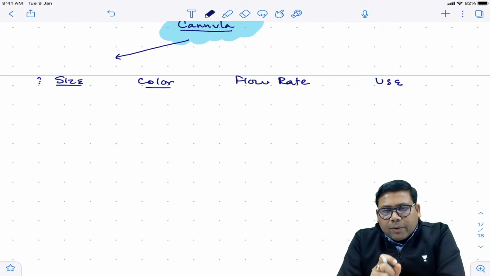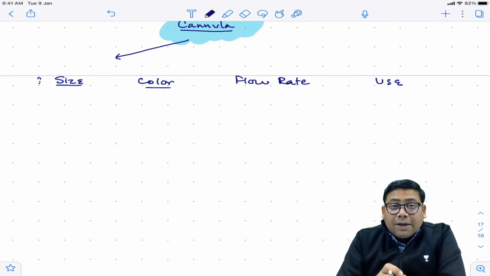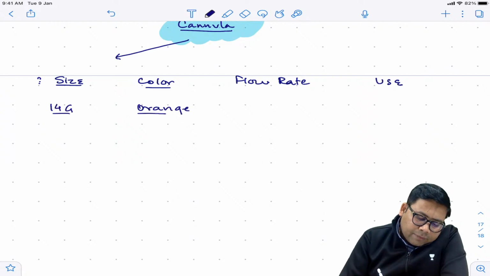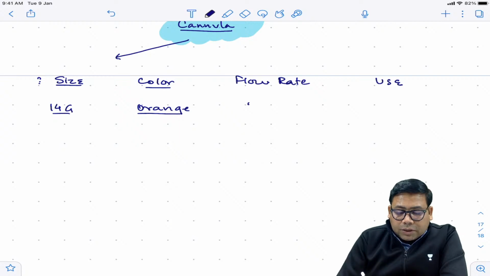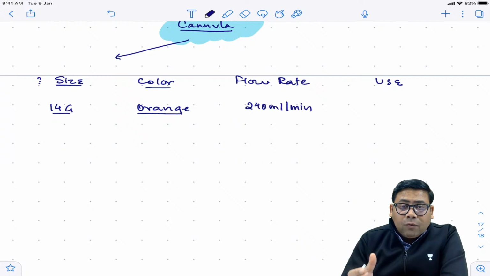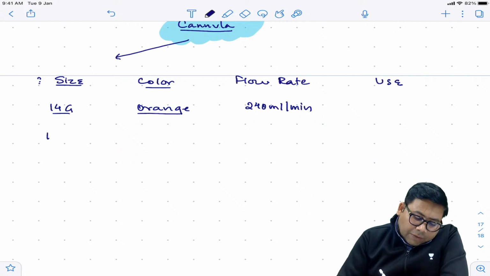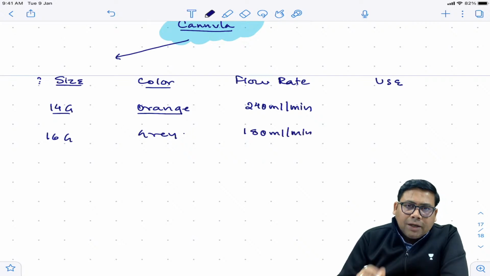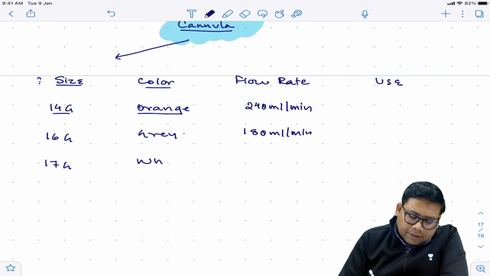So the maximum caliber cannula is what you have as orange. So 14G is orange, and the flow rate is maximum. It's around 240 ml per minute, and may go as high as what? Up to 300. Then we have 16G as gray, and this is 180 ml per minute as the average baseline flow rate. 17G, this is your white, and this has somewhere around 120 to 150 ml.